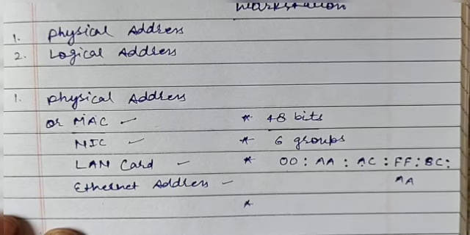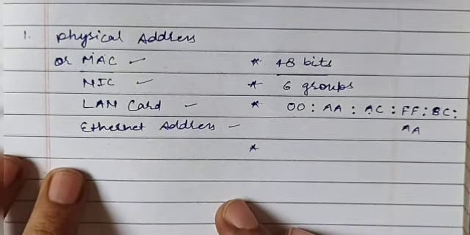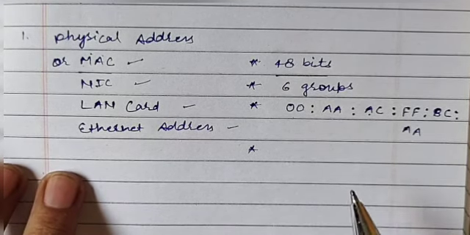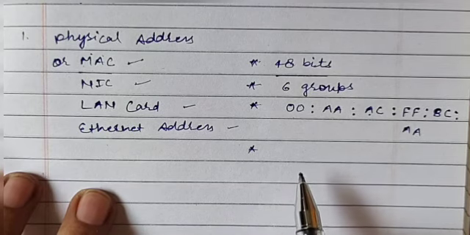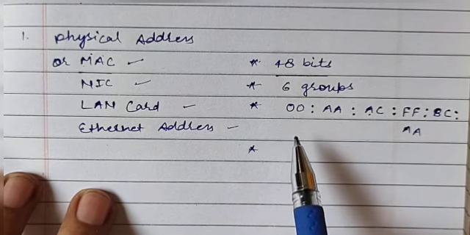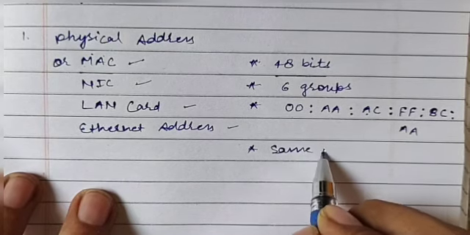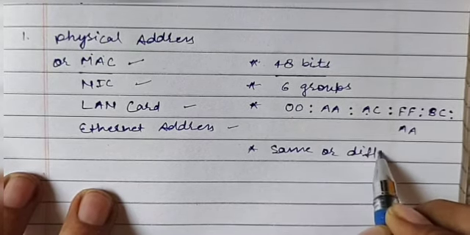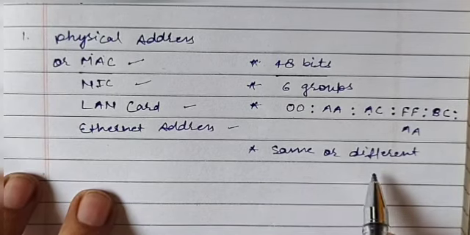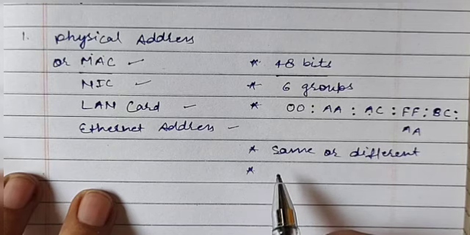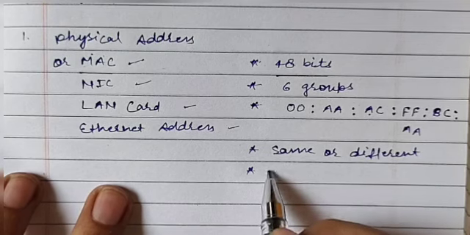Next thing about physical addresses: we all know very well that different manufacturers manufacture different kinds of computers. So it's a possibility that the MAC address can be the same or different. Remember, it is provided by the manufacturer. And the last thing is it identifies a device over a network. It identifies the device or computer.